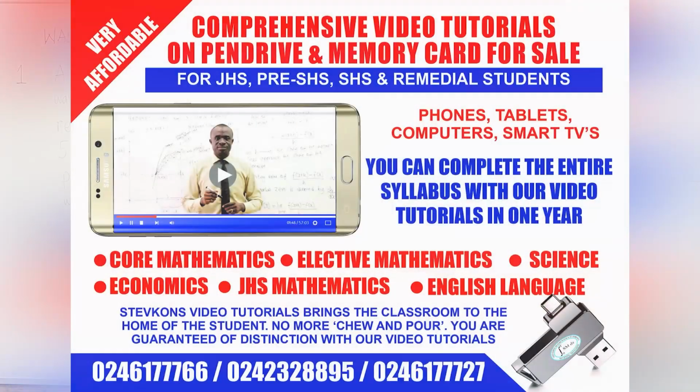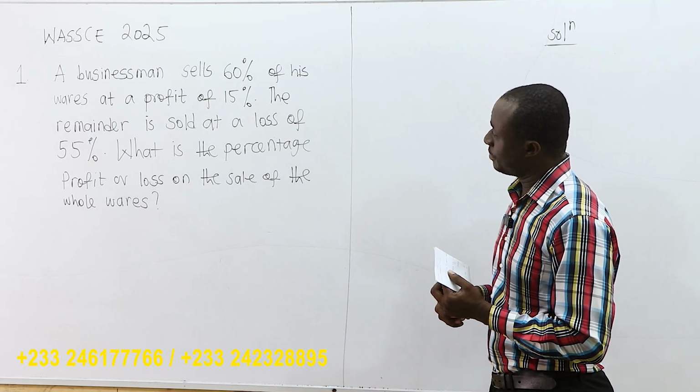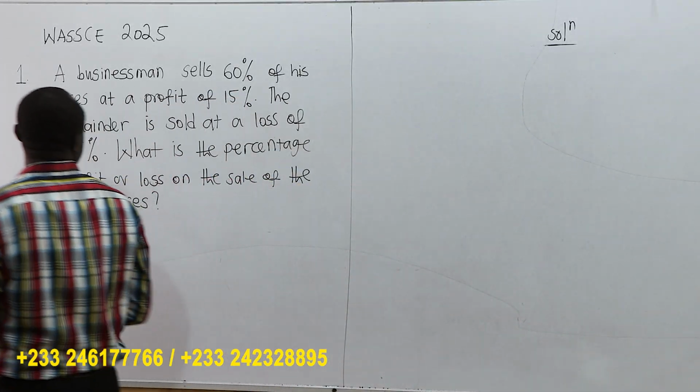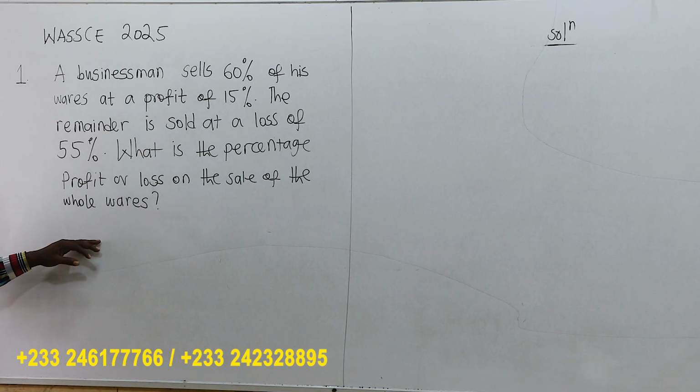Now, this was WASSCE 2025, and this is the Sierra Leone question paper, the general mathematics. A businessman sells 60% of his wares at a profit of 15%. The remainder is sold at a loss of 55%. What is the percentage profit or loss on the sale of the whole wares?